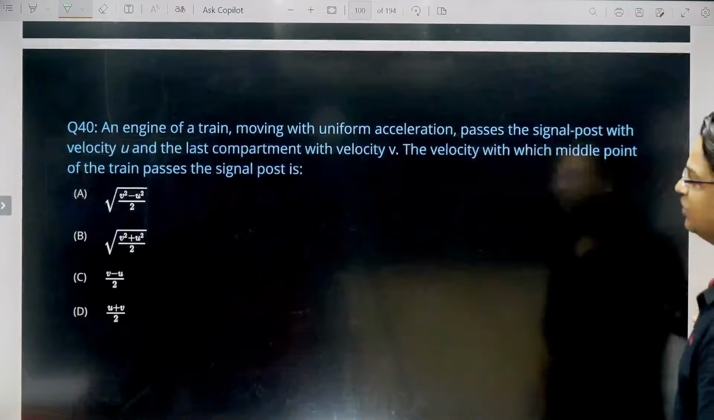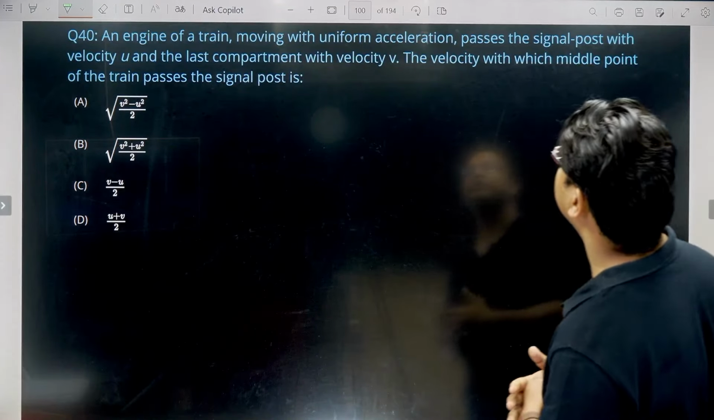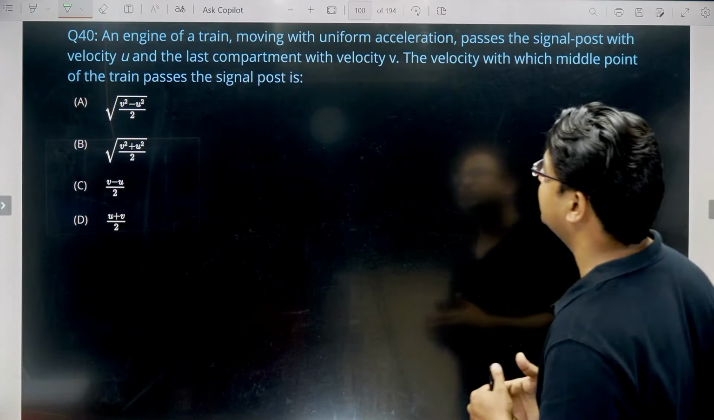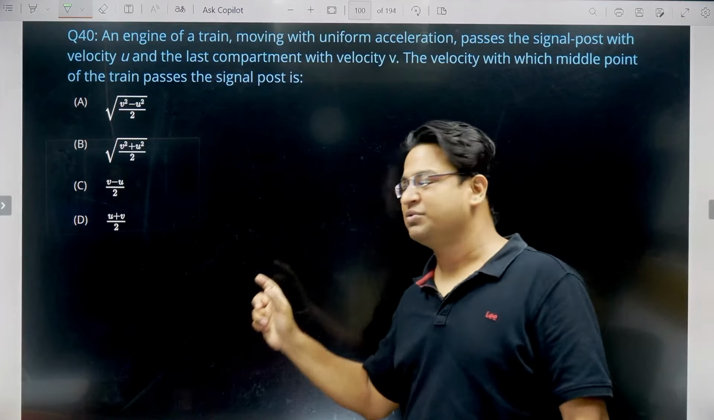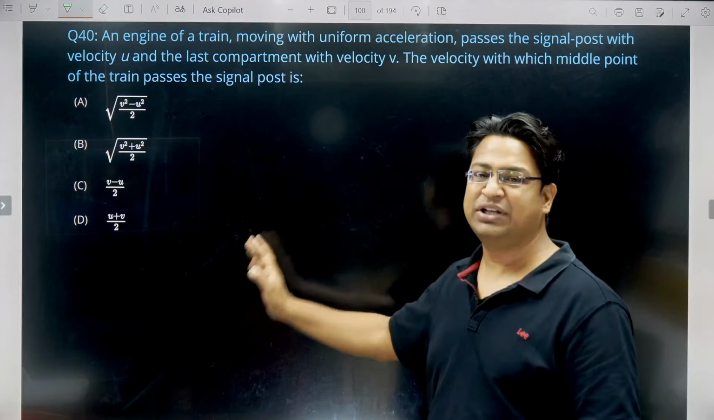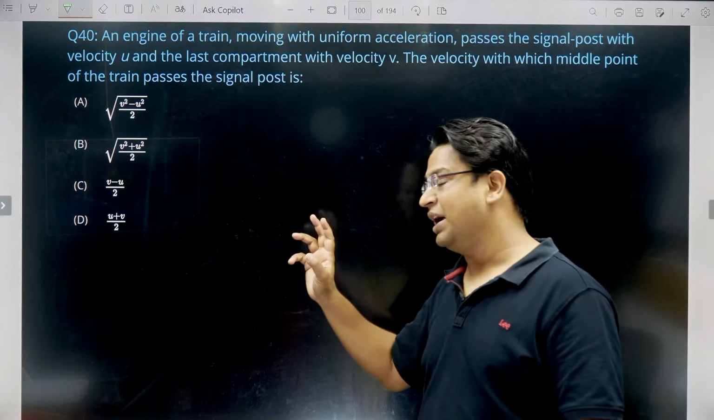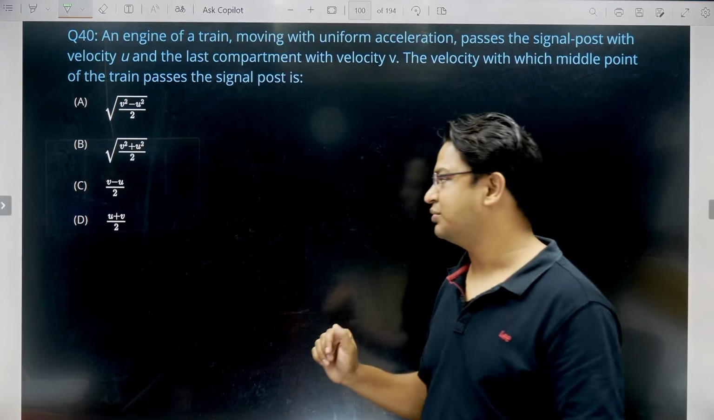Okay, next we'll go to question number 40. It says that the engine of a train is moving with a uniform acceleration, passes the signal post with a velocity u, last compartment the velocity v. Okay guys, this is a question which most of you can do by yourself. I don't think that many of you would say that this question can't be done, but I do believe that many of you will spend a lot of time on this question. I'll tell you how this question can be easily done.